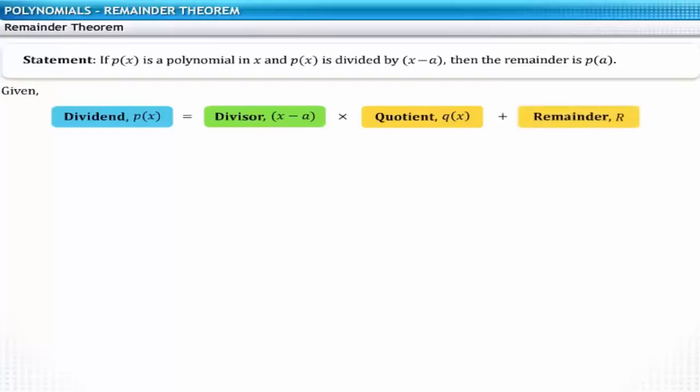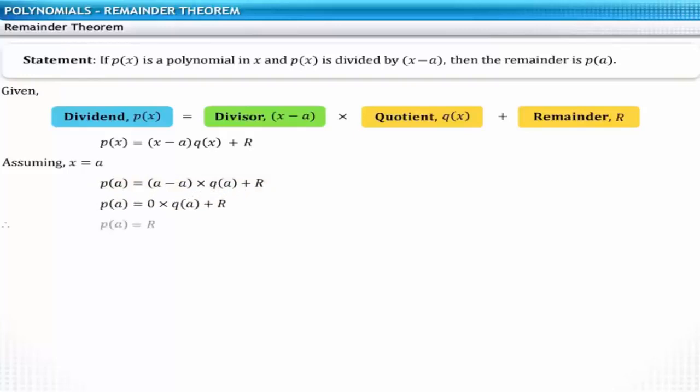On the basis of the division rule, you can derive the equation P of x is equal to x minus a times q of x plus r. This equation is true for all real values. Therefore, if we assume x is equal to a, then P of a is equal to a minus a times q of a plus r. On solving, you get r is equal to P of a.